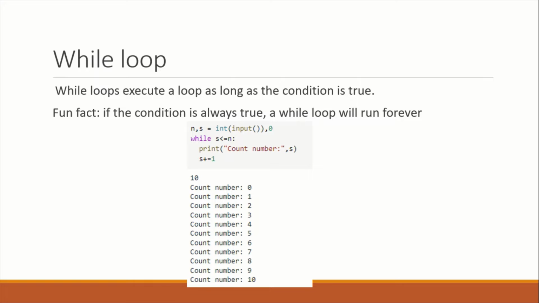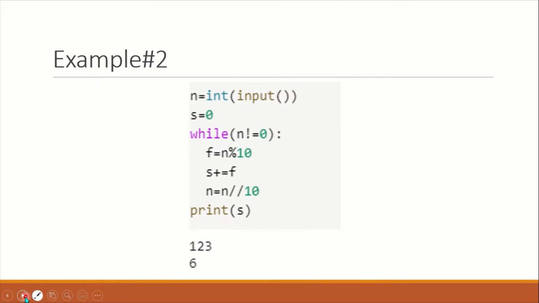While loops execute a loop as long as the condition is true. So fun fact, if the condition is always true, the loop will run forever. So here I asked for user input and then a variable. If the variable is less than or equal to the user input, then I print count number and then the variable. And then the variable is going to add one every iteration. So here it starts from 0 and goes to 10, since the user input is 10.